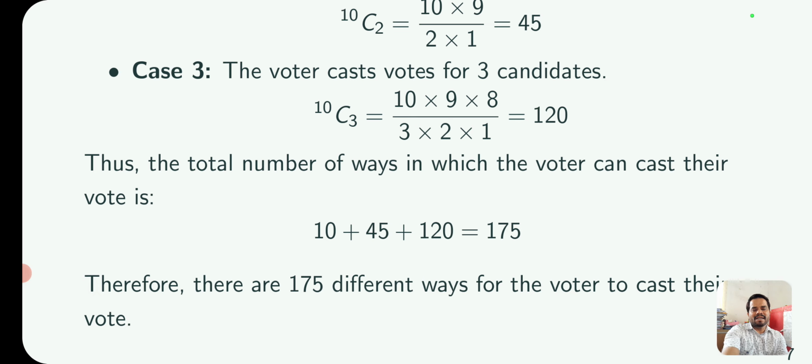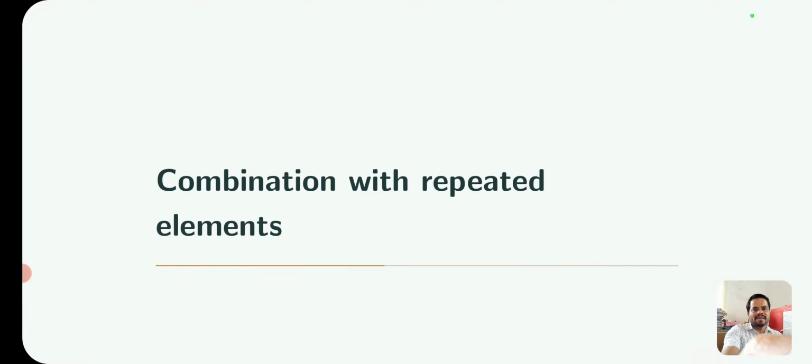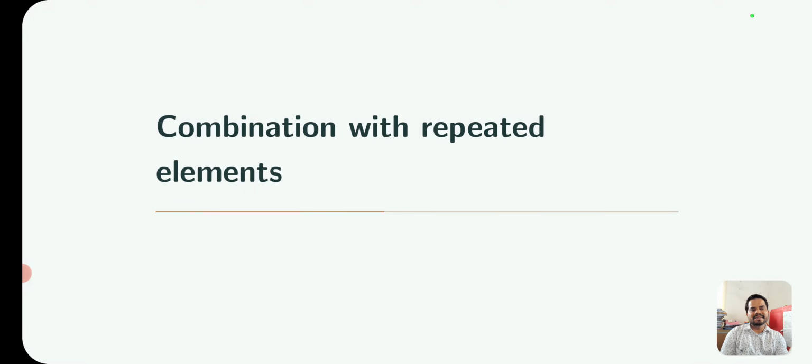Now let us see the concept of combination where repeated elements are allowed. We have already discussed this concept in permutation, permutation with repeated elements, and the same concept we have to apply for combination. In some situations we want to select elements from a set where each element can be chosen more than once. This type of selection is known as a combination with repetition. In this scenario, the order of selection still does not matter.